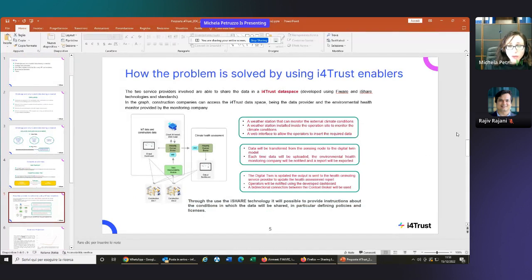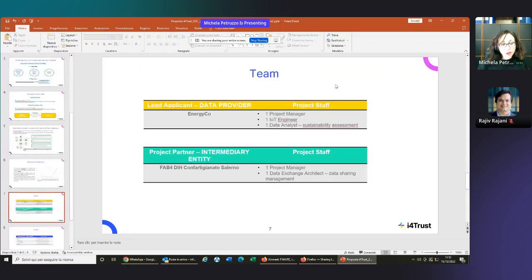So this is the model that we foresee in order to develop this project. The service providers will be able to share data in a hyper-trusted space. Construction companies will access the hyper-trusted space and represent data providers, along with the environmental health monitoring provided by the monitoring companies. Through the use of iSHARE technology, it will be possible to provide instruction about the condition and, as I told you before, foresee the most efficient possible model in order to ensure sustainability of operations and efficiency in the smart building and construction sector.